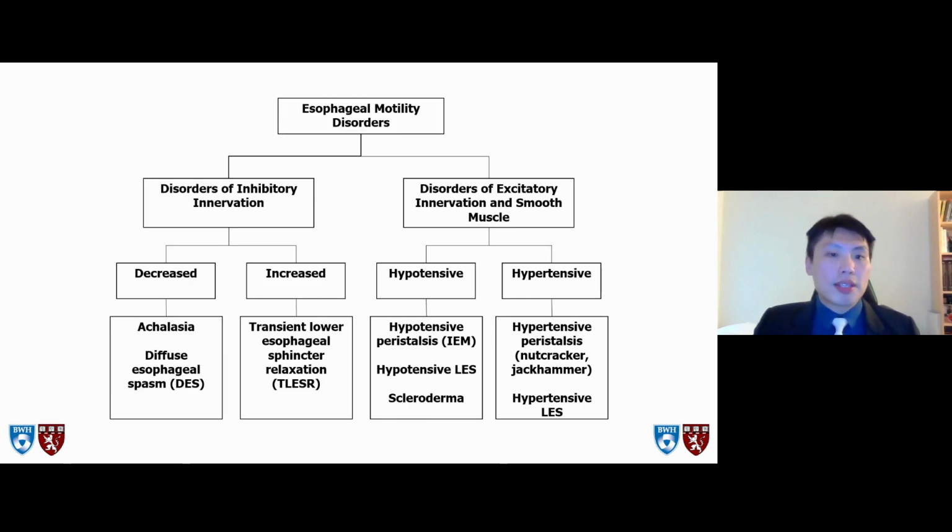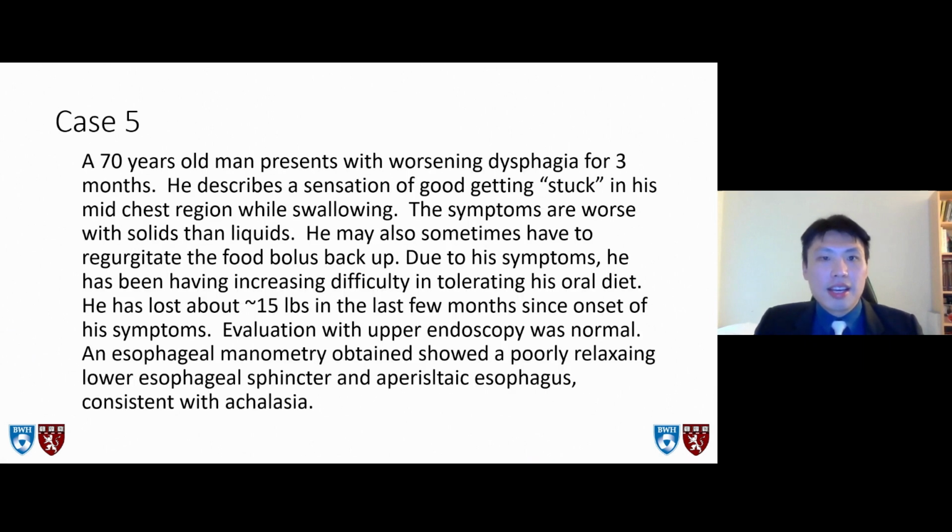I'm going to move on to talk about some motility disorders. Usually when we think about motility disorders, we can classify them by the abnormality of the innervation, including abnormal inhibitory innervation, such as patients with achalasia or diffuse esophageal spasm, or patients with disorders of excitatory innervation and smooth muscle, including those with scleroderma or jackhammer or nutcracker esophagus.